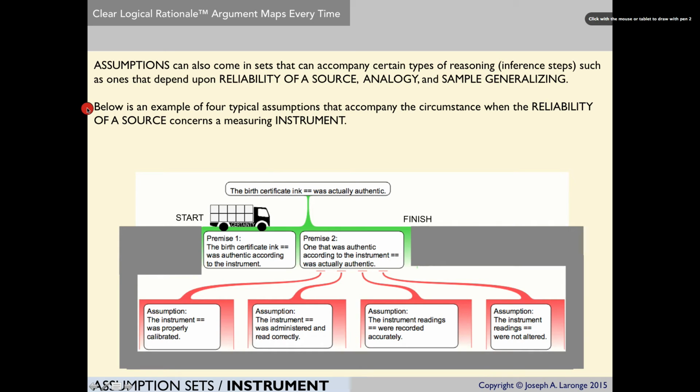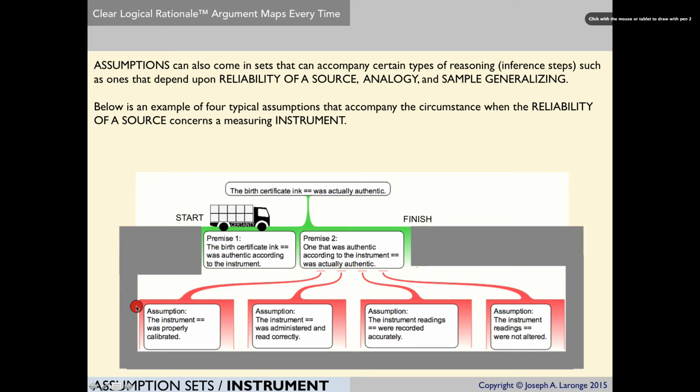Here we have, below is an example of 4 typical assumptions that accompany the circumstance when the reliability of a source concerns a measuring instrument. So here we have the contention: the birth certificate ink was actually authentic. And our 2 linked premises are, here's the logic bridge, premise 1, the birth certificate ink was authentic according to the instrument. Premise 2, one that was authentic according to the instrument was actually authentic. So here we have a premise that deals with the reliability of a source, and here that source is an instrument.